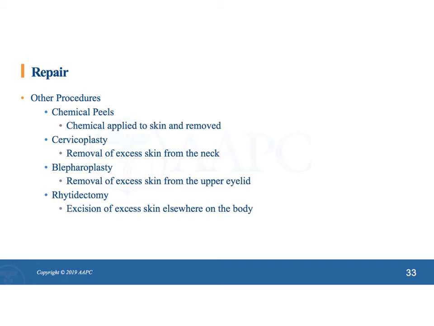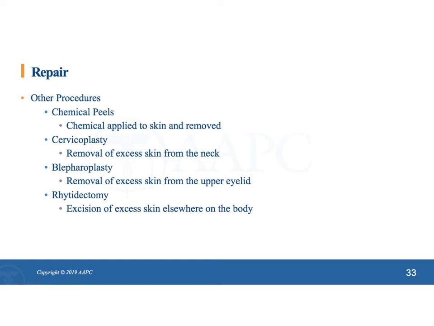The rhytidectomy code range is to report cosmetic procedures as well, and that is where we excise excess skin elsewhere on the body. Codes in the range 15830 to 15839 are for the excision of excessive skin from different parts of the body and include a lipectomy. Grafts for facial nerve paralysis are used to report procedures where a physician harvests a graft from a location on the body and grafts the area damaged by facial paralysis.